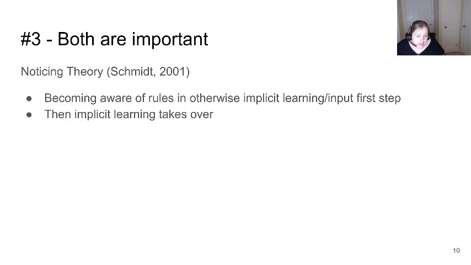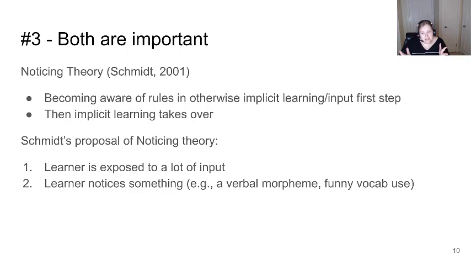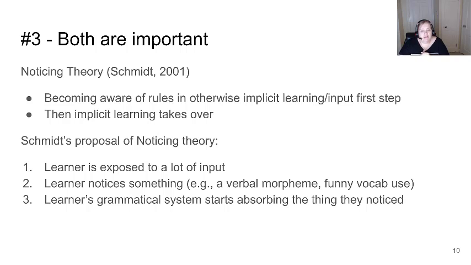Now, whether or not I form a rule for this is irrelevant. Noticing theory would propose that me noticing it exists is a catalyst, right? It allows me to pay attention to it, and then implicit learning can take over. That is noticing theory. So it goes something like this. Learners are exposed to a heck ton of input, they notice something like a verbal morpheme or a funny vocabulary term, and then their grammatical system starts absorbing that thing that they noticed. And eventually it turns into actual knowledge, okay? That's what noticing theory would say.